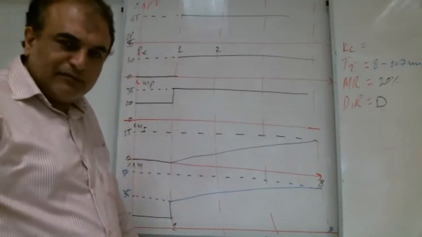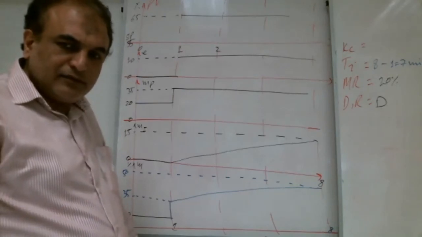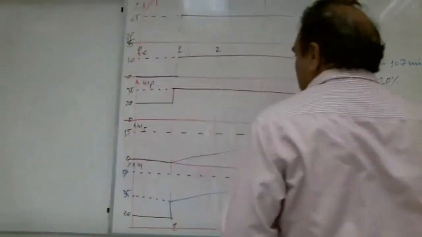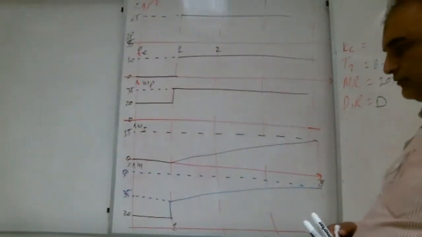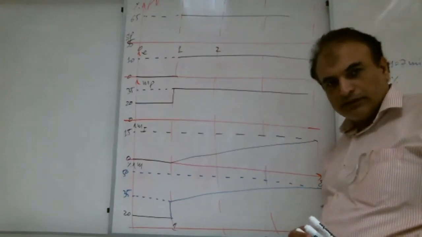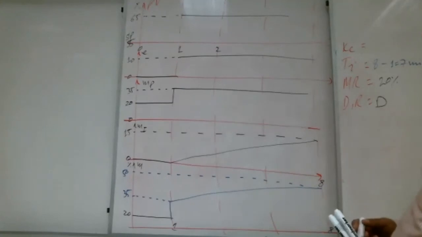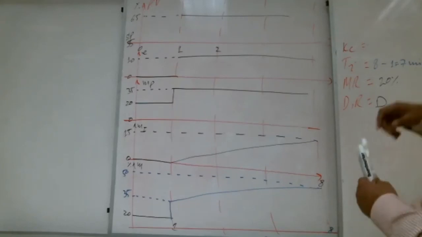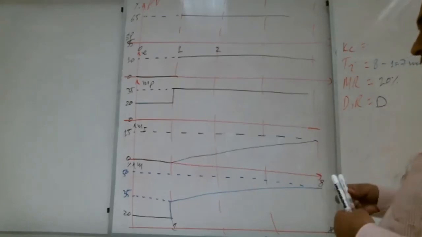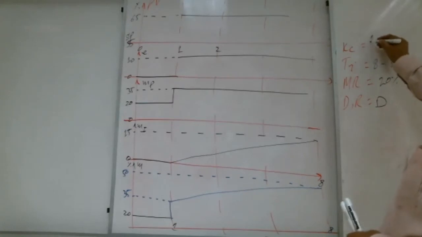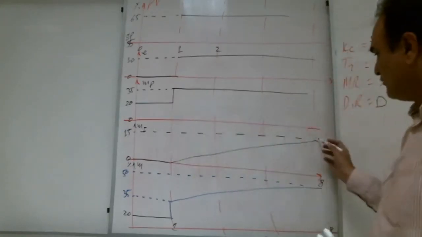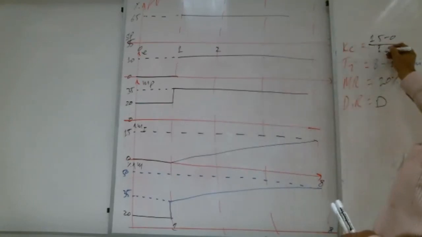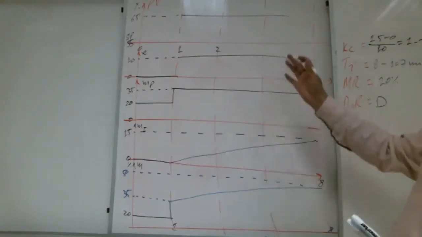Any other question, Shabab? Please ask. What about KC, teacher? Yeah, Shabab, how do we find the KC? Over... So how much is the output? 15. 15 minus 0. See here, this one. 15 minus 0, over error. How much error here? 10. So 1.5.